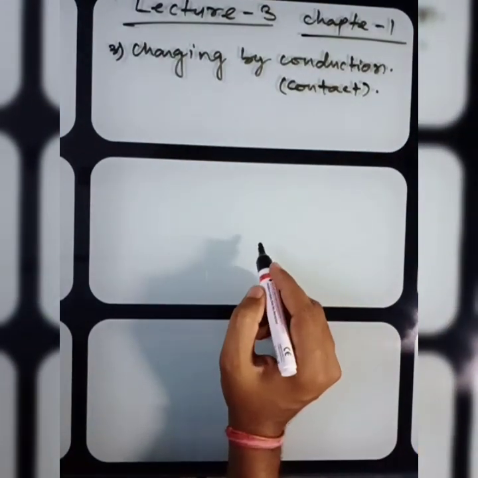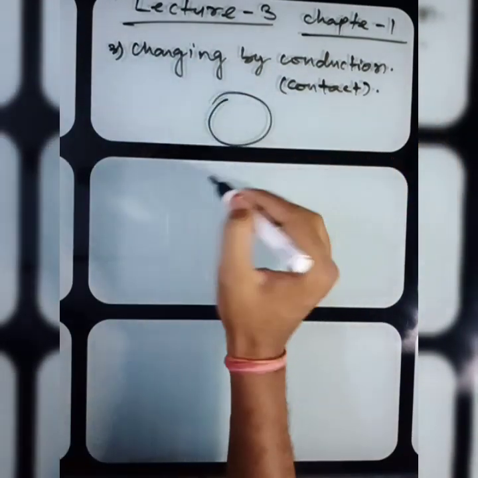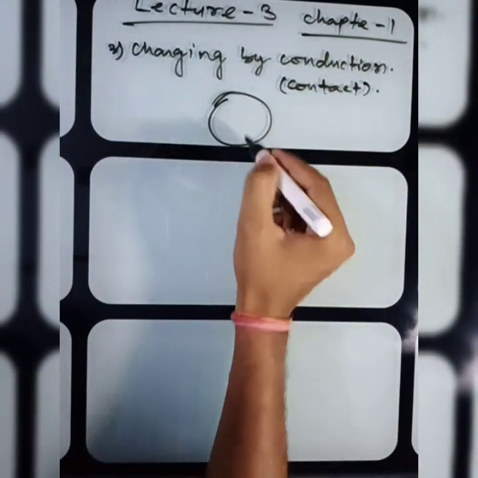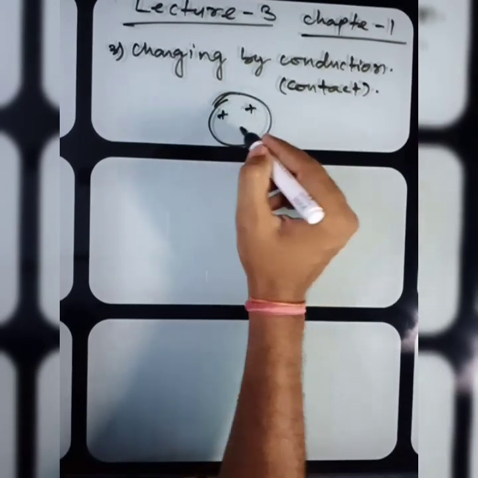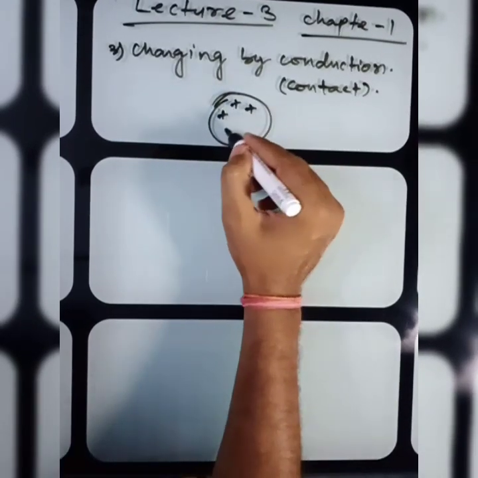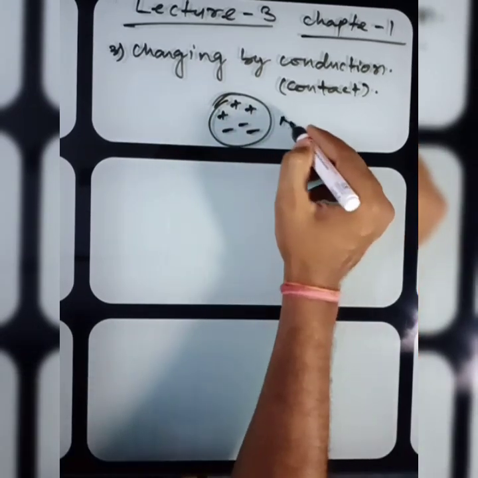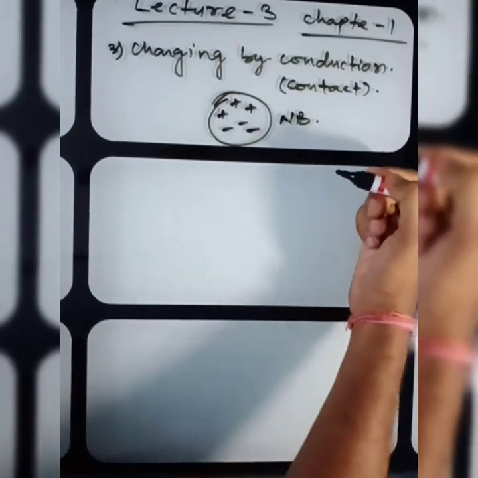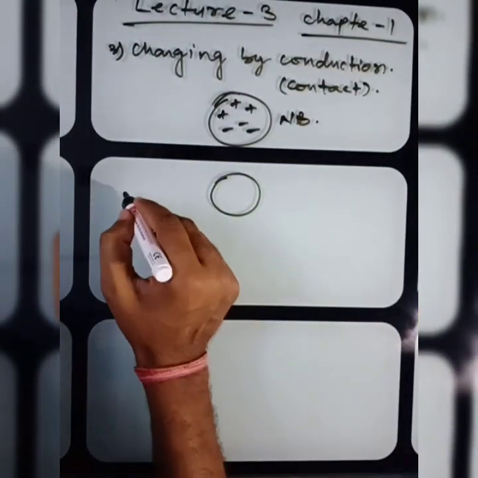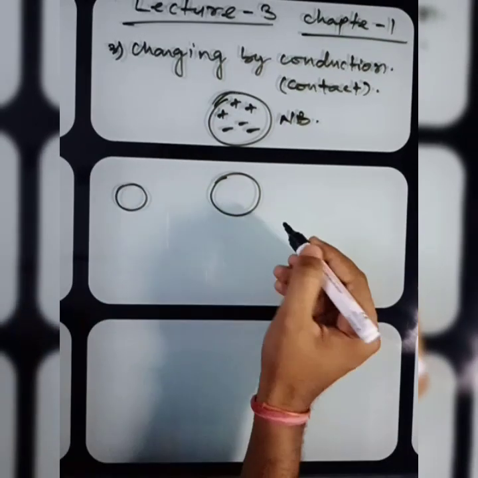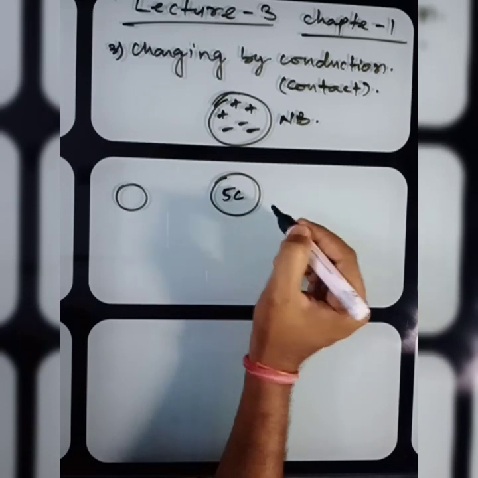Suppose you have a body which is not charged initially, that is the neutral body. Again, I'm telling you the meaning of neutral body: it is the body having equal amounts of positive and negative charges. This is the neutral body. Now, you have this neutral body and another body with charge 5 Coulomb.